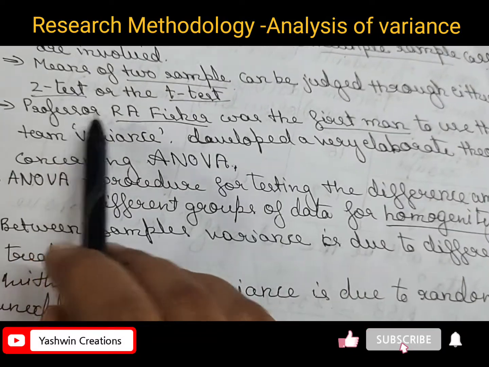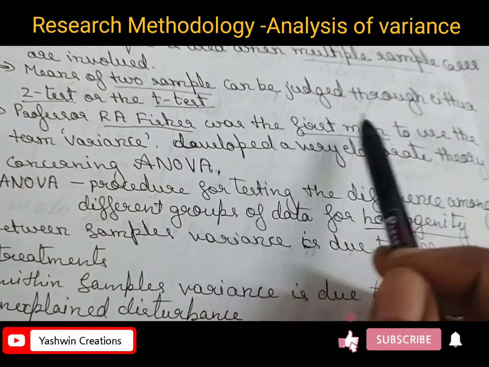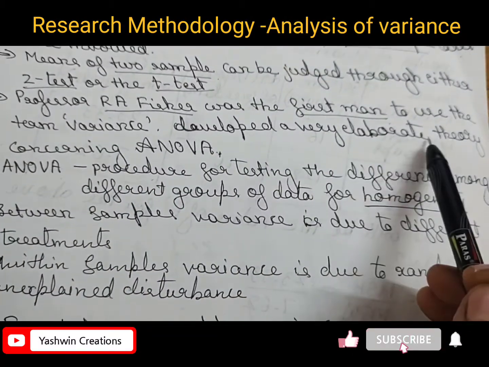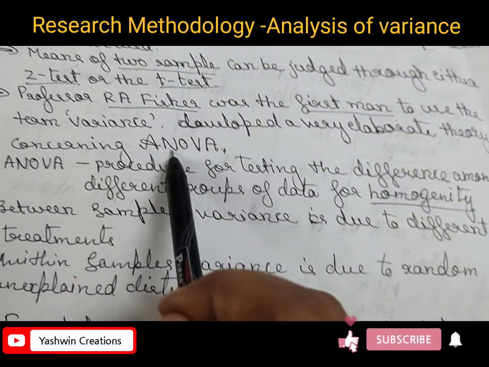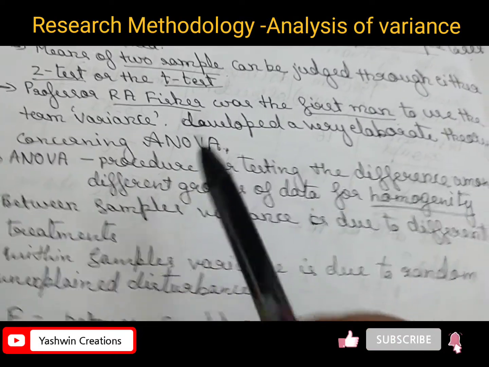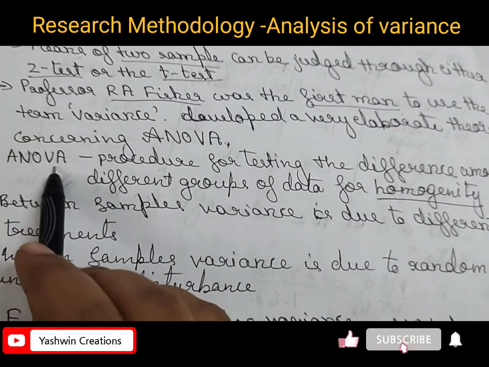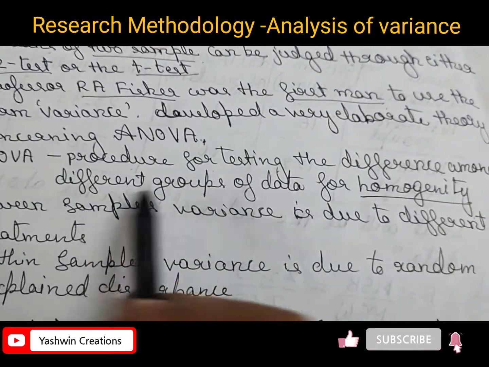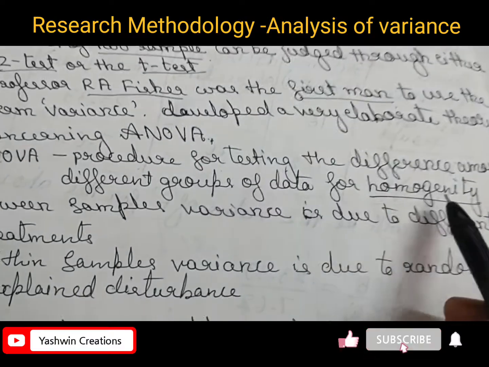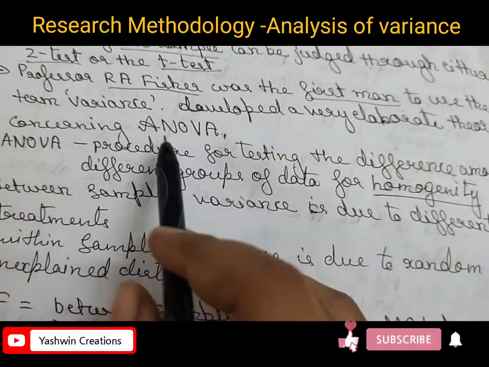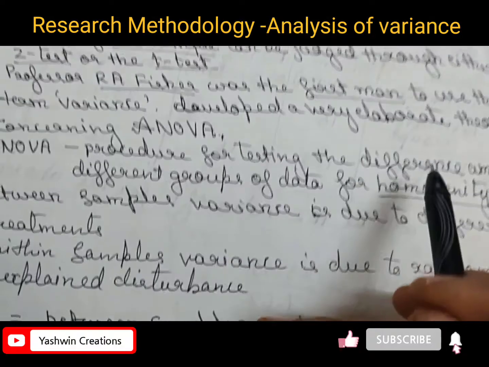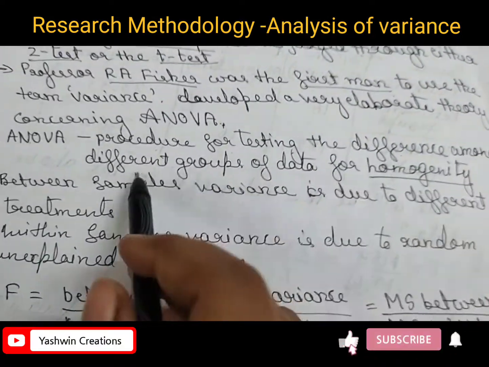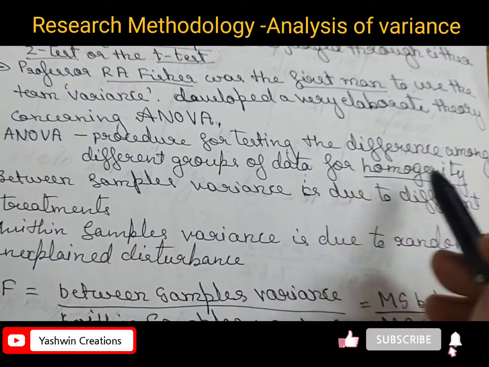Professor R.A. Fisher was the first man to use the term variance, and developed a very elaborate theory concerning the analysis of variance, ANOVA. So ANOVA is a procedure for testing the difference among different groups of data for homogeneity.